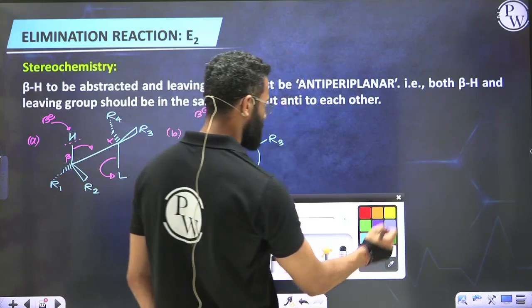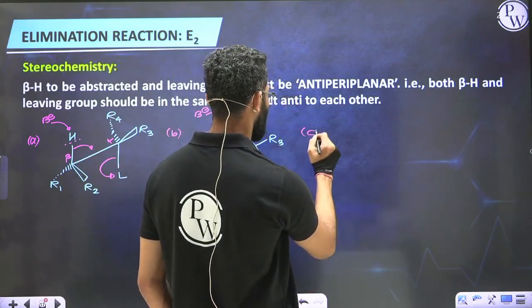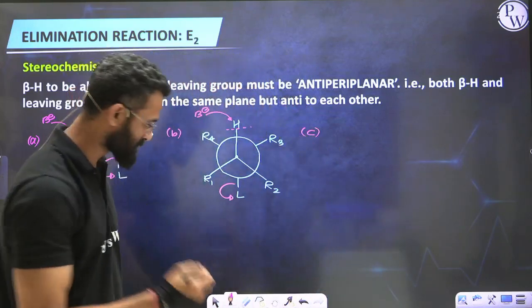So let's say I am understanding the anti-periplanar arrangement in a cyclic structure. We can show it this way.